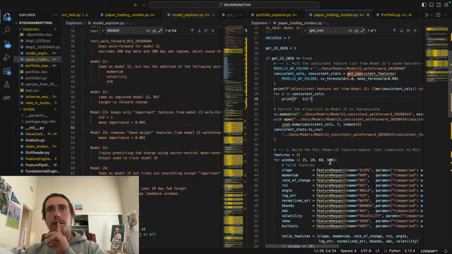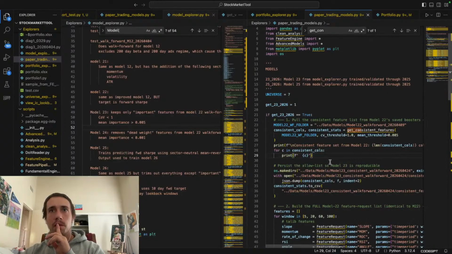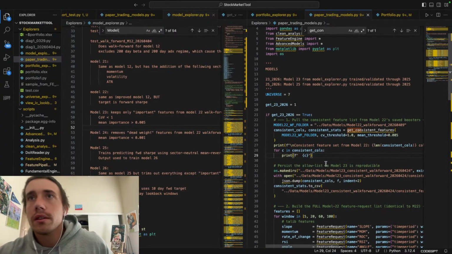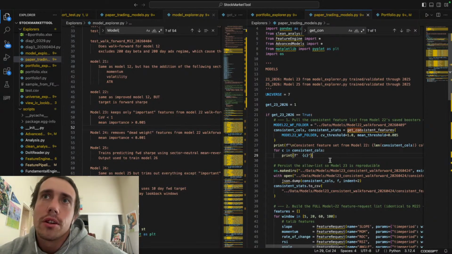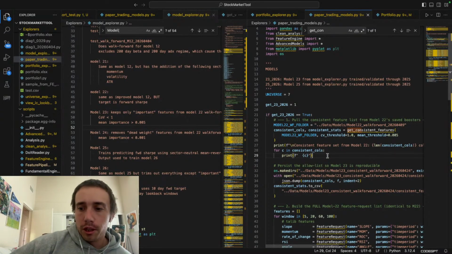Oh, I defined the features in target. Feels like a long time running. Oh, so this is not implementing Model 23 correctly.